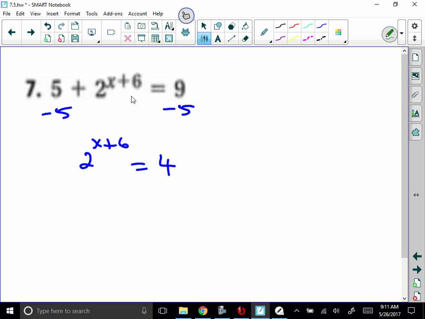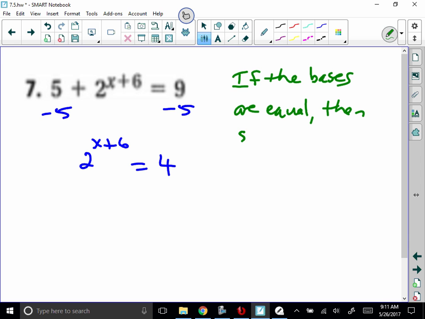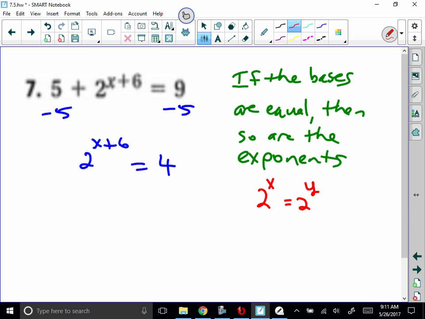Anyway, there's this thing that says if the bases are equal, then so are the exponents. What I mean by that is if we had something like 2 to the x equals 2 to the y, you know what that means? It means that x equals y.